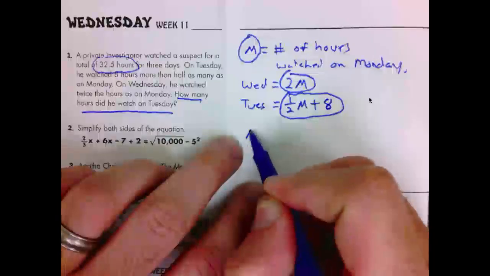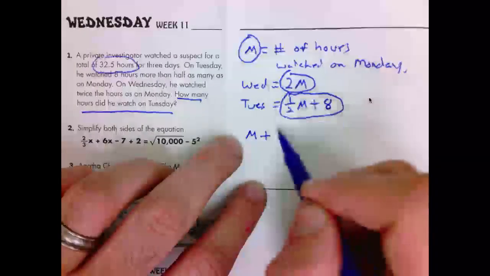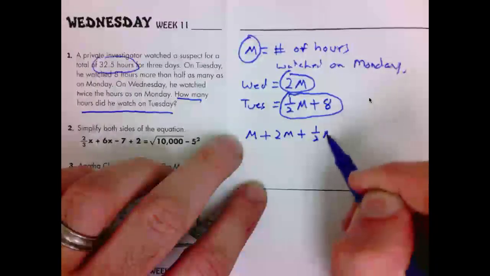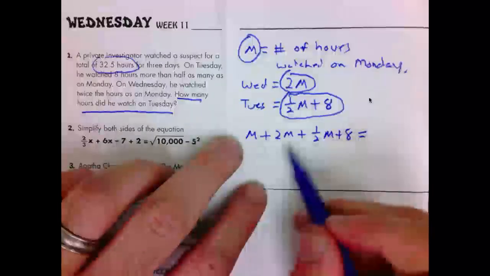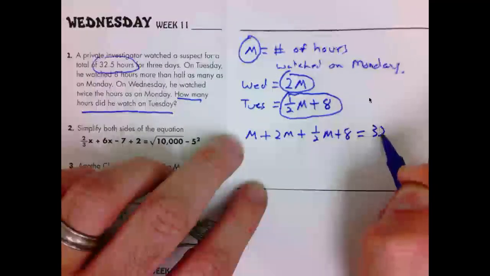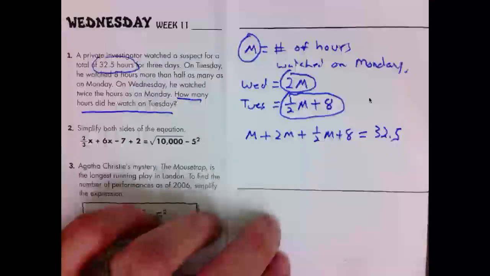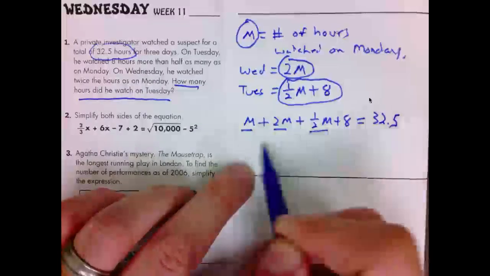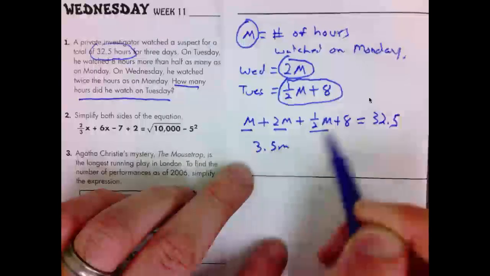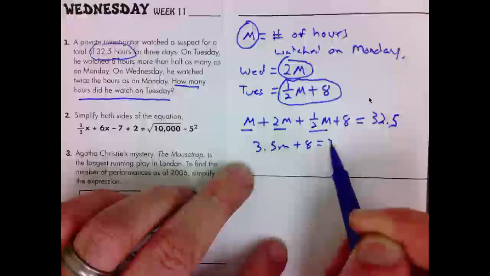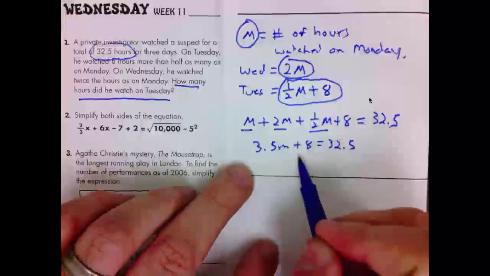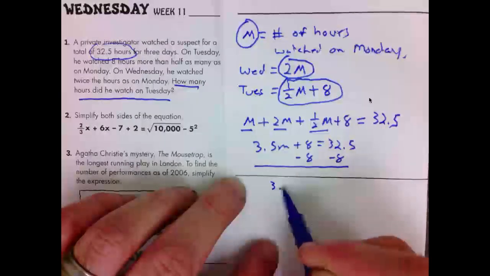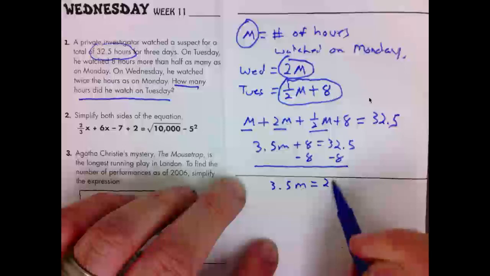Here I go. M for Monday plus 2M for Wednesday plus 1/2 M plus 8 for Tuesday. All of those 3 days summed together will equal 32.5. All right, now we are ready to solve this equation. Combining the like terms, 1M, 2M, and 1/2 M is 3.5 M plus 8 is 32.5. We will then subtract 8 on both sides. So 3.5 M is 24.5.